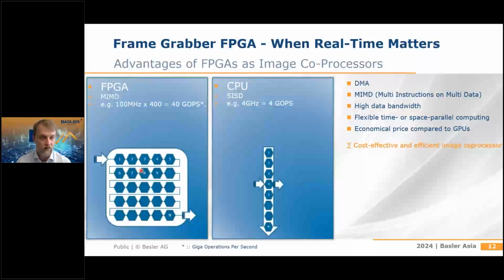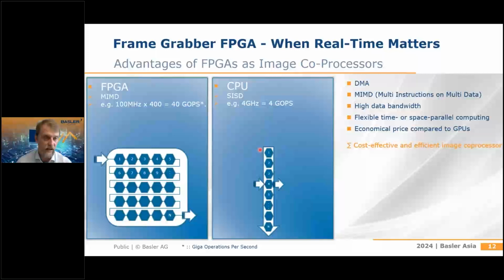On the CPU, you can also perform exactly the same processing steps, but there one instruction after the other is performed on the data going through. So when we look at 4 giga operations per second, for example, with a system having a CPU with a 4 gigahertz system clock, we can see that the more complex the processing becomes, the longer it takes.